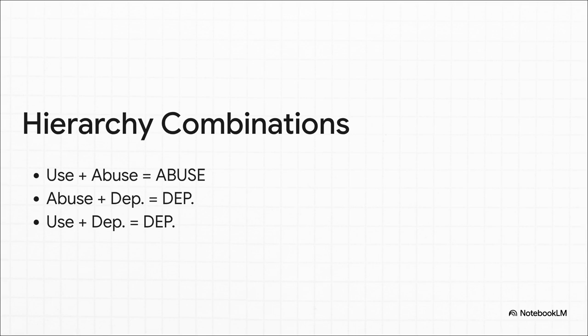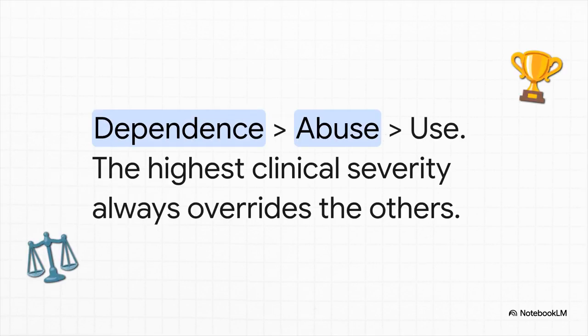And if the chart throws everything at you, use, abuse, and dependence, you still just assign the single code for dependence. It's a clean sweep. The highest severity always overrides the others. So here is the ultimate formula you need to burn into your memory right now. Dependence is greater than abuse, and abuse is greater than use. This is an unyielding framework. It is the hierarchy law. Whenever you see overlapping terms for the exact same psychoactive substance, you just apply this formula and boom, you instantly find the single compliant code you need.